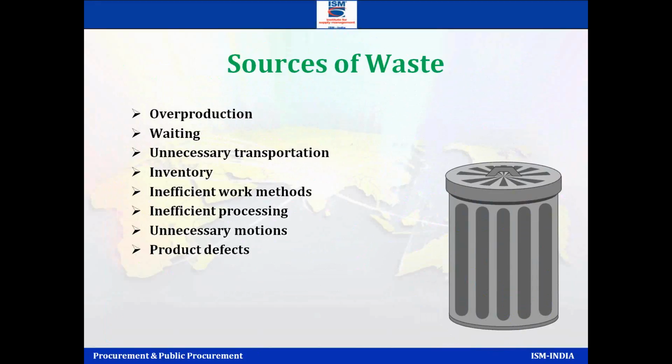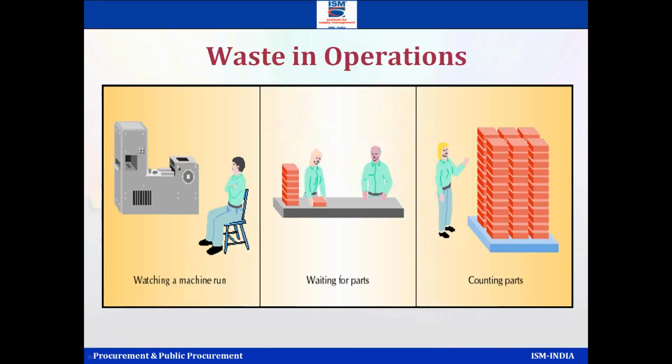Product defects: I'm producing it, I'm supposed to have zero defects. But if out of every 100 pieces 10 are defective, I'm losing my money. I have to produce extra to cover those defects. So these are all wastes around. This is shown in a very pictorial form.